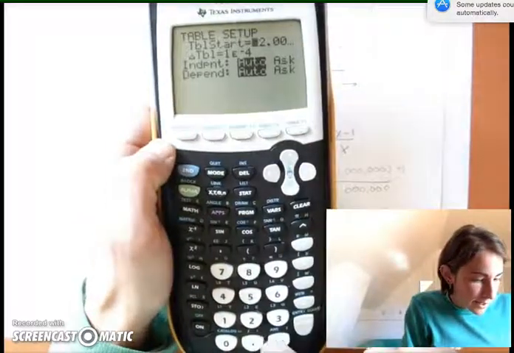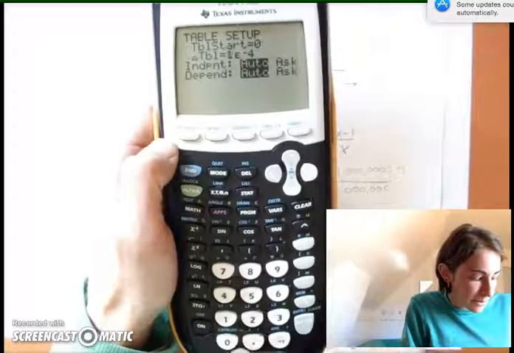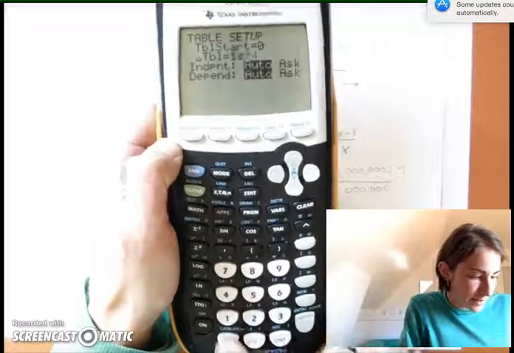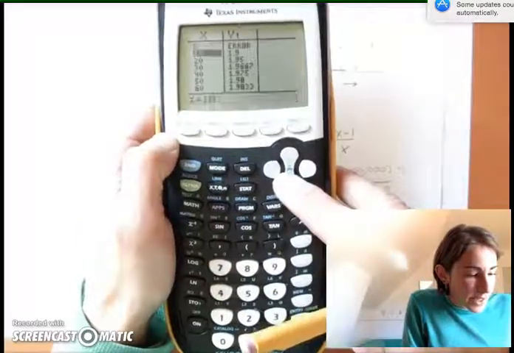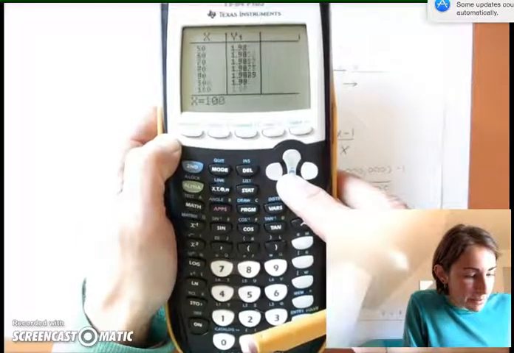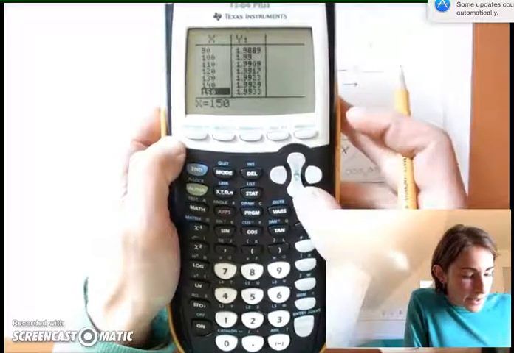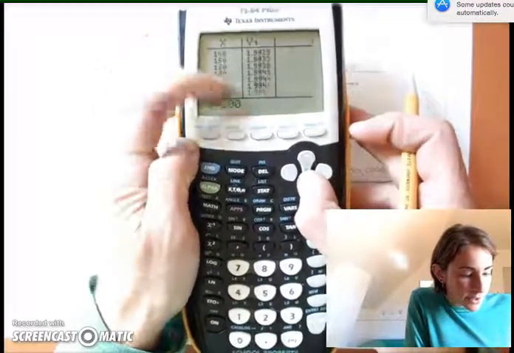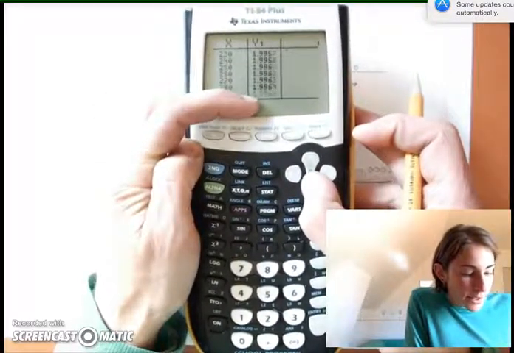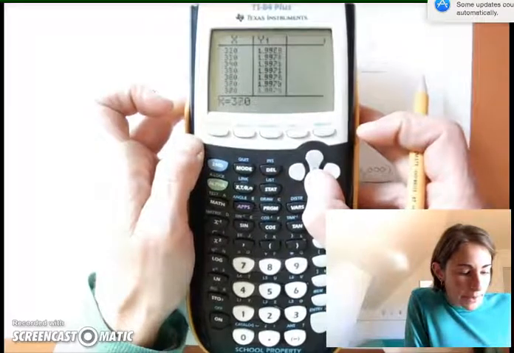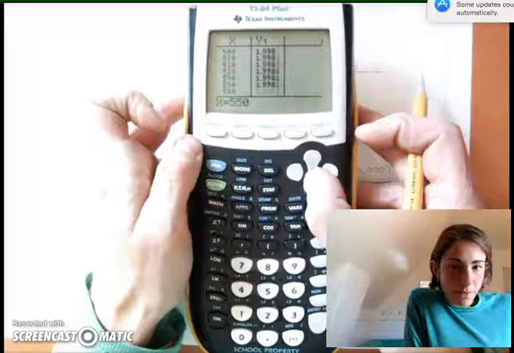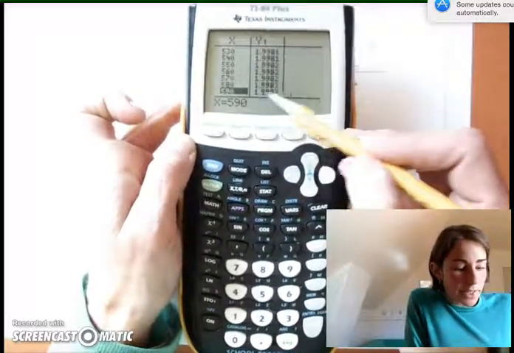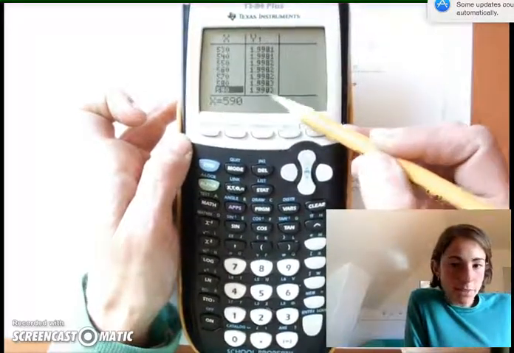So let's start at 0, our table step. Let's go by 10. Look at the table. As our x values are getting bigger and bigger and bigger, the y values are getting closer and closer to 2. They never get bigger than 2. I can get as big as I want with x, and the y values are just getting close to 2, but no bigger. So this is another way to see that 2 is a horizontal asymptote.